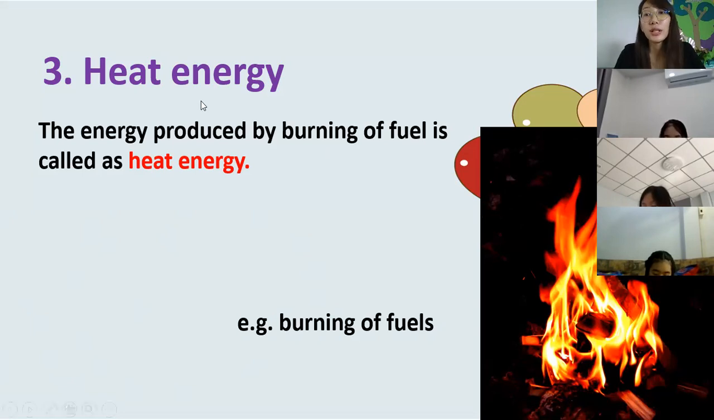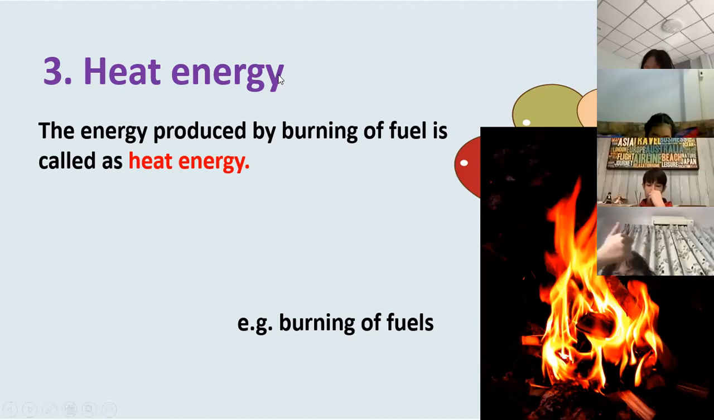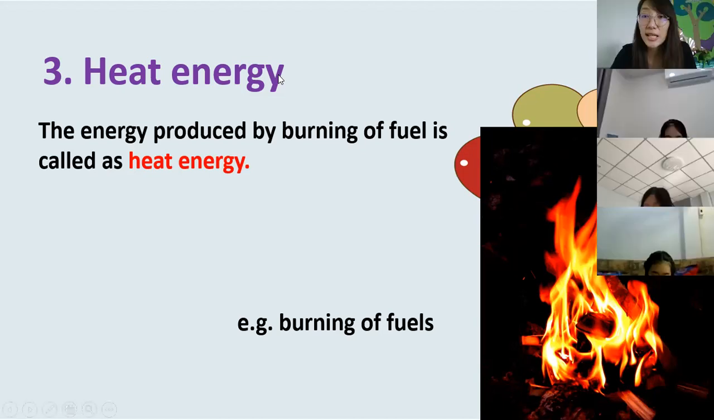Another example can be cooking as well, right? When we cook, it gives out heat. Understand? Heat energy. It's very easy, right? The thing that gives out heat is called heat energy. The example is burning of fuel. Cooking can be a heat energy, right?